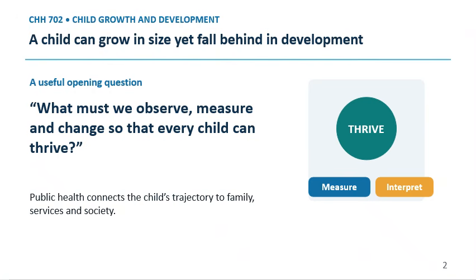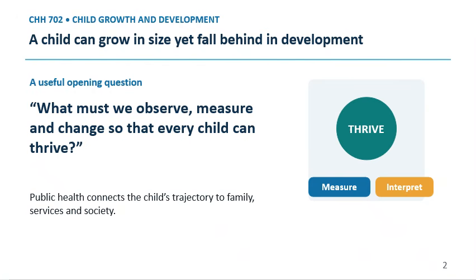The sentence at the bottom of this slide connects the child's trajectory to the family, services, and the society. That is the public health perspective that I would like you to keep focusing on. Children develop within relationships and systems, not on their own. Therefore, when a child is not thriving, our question should not be limited to what is wrong with the child. We should also ask what conditions around this child may be restricting progress, and what can we change?